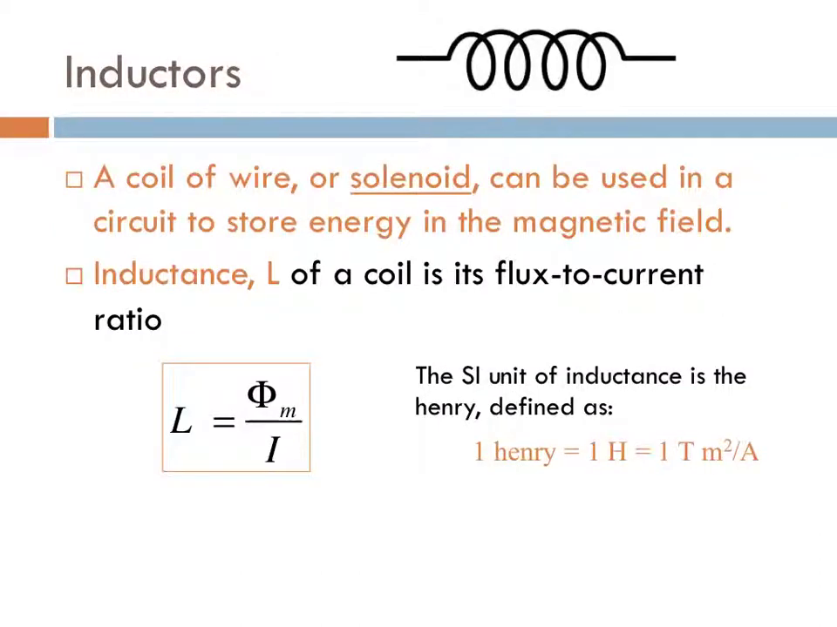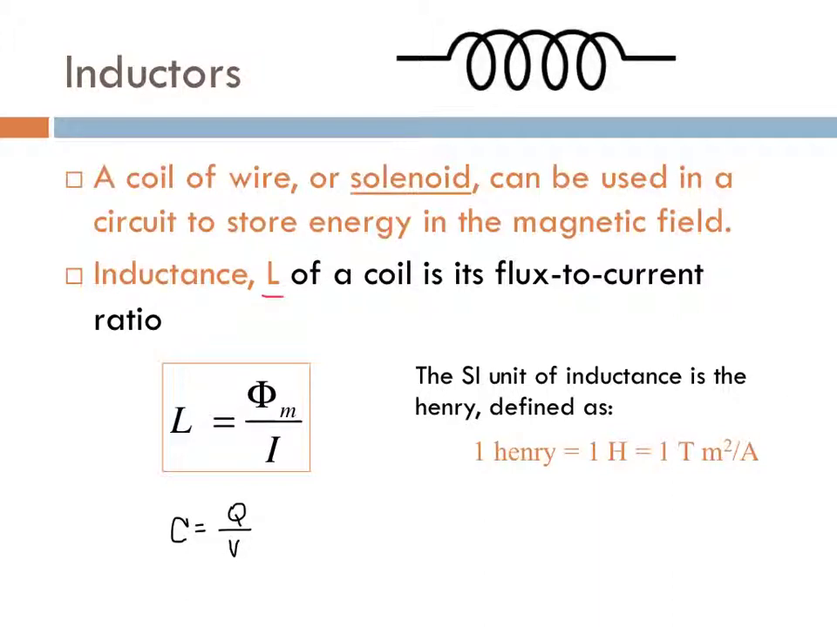That means that a coil of wire, or a solenoid, which is seen in this symbol up here, can be used in a circuit to store energy in the magnetic field. This is called inductance, which is going to be represented by an L. And it is a ratio of the flux to current. Now, this inductance is very similar to capacitance, the ability to store charge per unit of voltage. So again, they're going to be very similar.